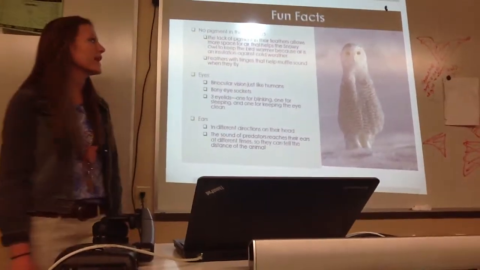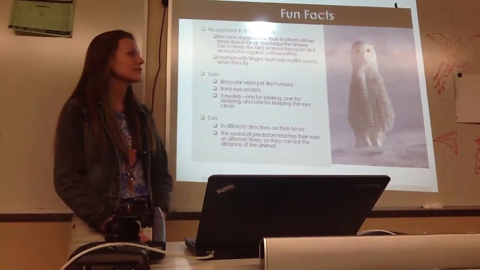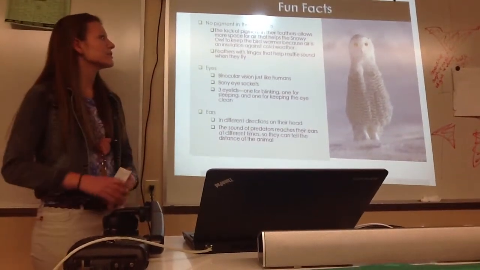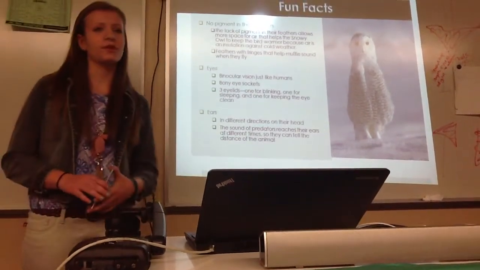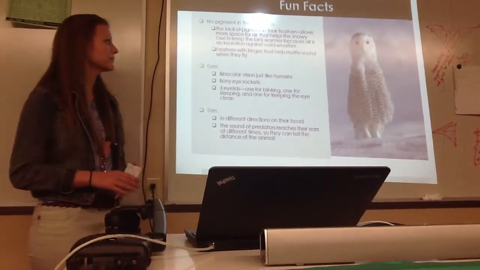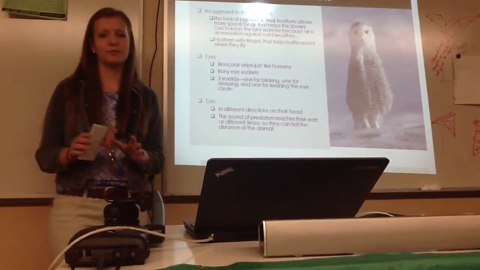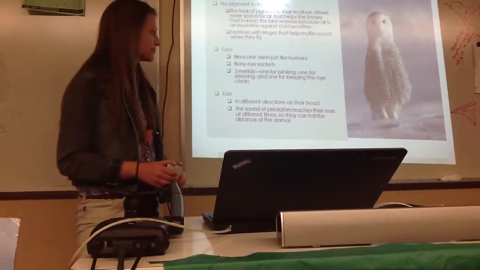So here are the fun facts. The snowy owl does not have any pigment in their feathers, that's why they're mainly white. The lack of pigment in their feathers allows more space for air that helps keep the bird warmer during the winter, because air is an insulation against the cold weather. Also, on their feathers they have fringes that help muffle the sound so they get their prey easier.